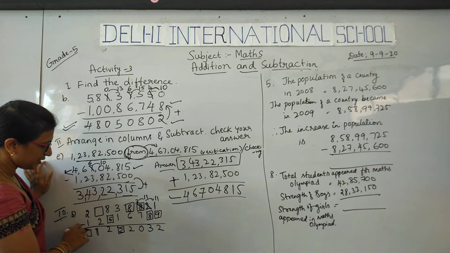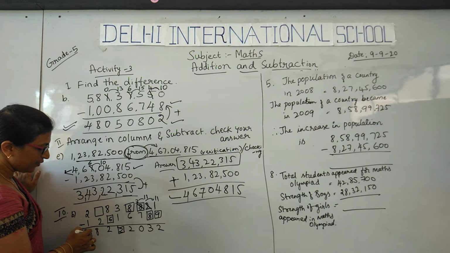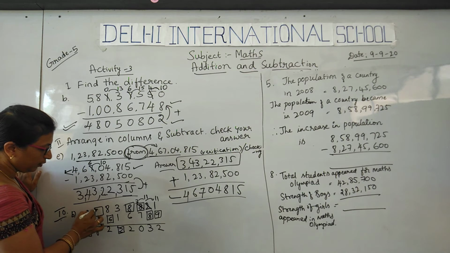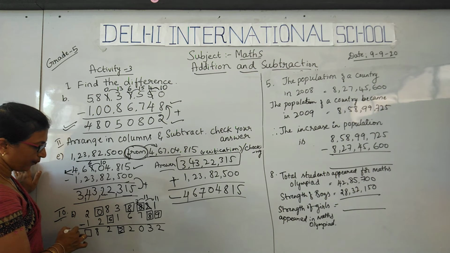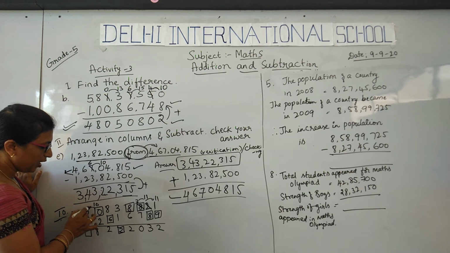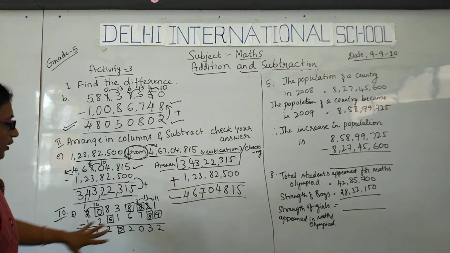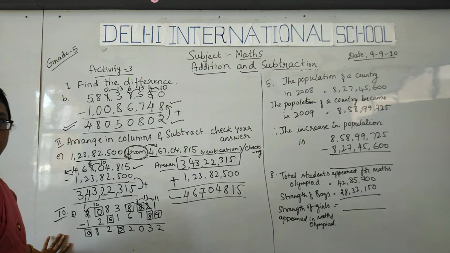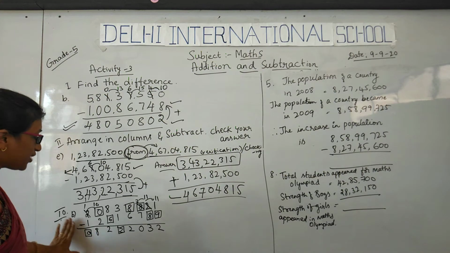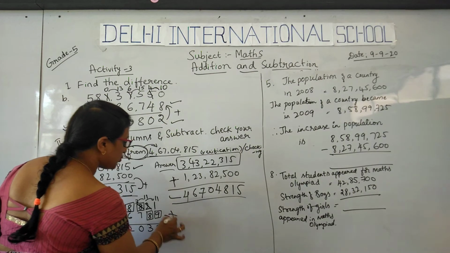And what is this number? We should give 8. If I write 0 here, I have to take a carry, then it becomes 10. 10 minus 2 becomes 8. Then this becomes 1. So this is the number I wrote. To check whether I have done it correctly or not, again I have to add these two numbers.